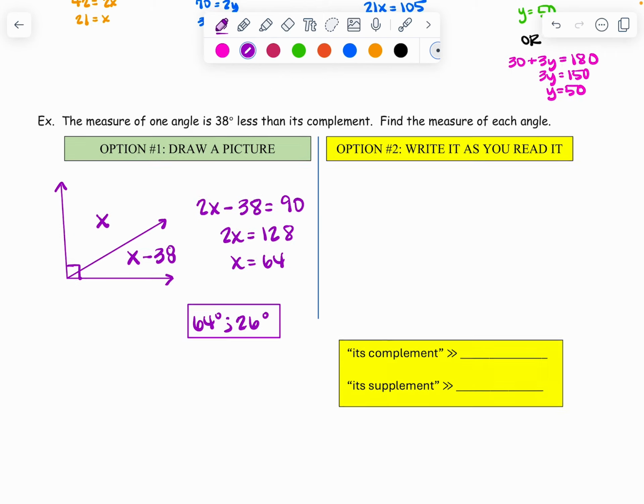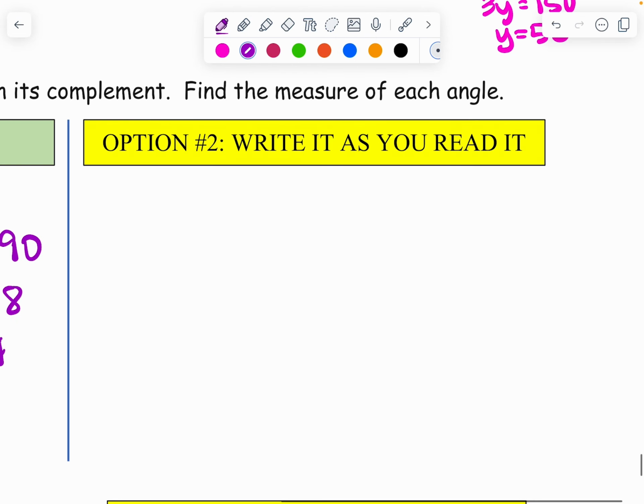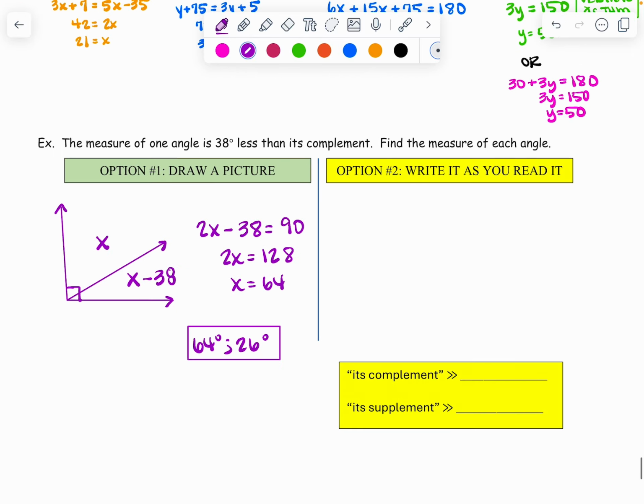So if you happen to run into a sentence that is complex like that, you're not going to want to draw a picture, and sometimes you can't. So just translating it as a verbal sentence into an algebra equation is going to be the way to go. And I almost prefer to do it this way all the time anyway. So I call this the write it as you read it. You did this a lot in Algebra 1, right? Translating verbal sentences like a number is 6 less than twice another number kind of thing. All right, so write it as you read it.